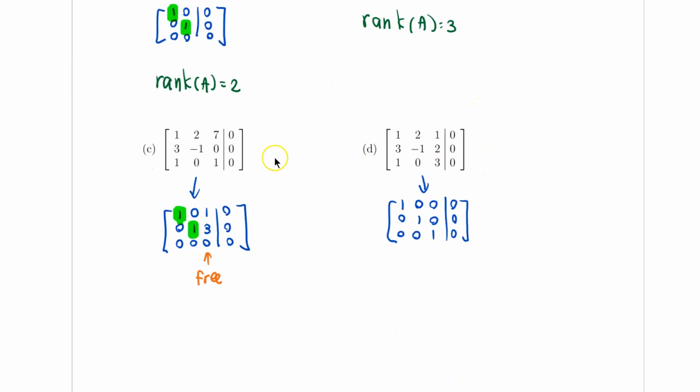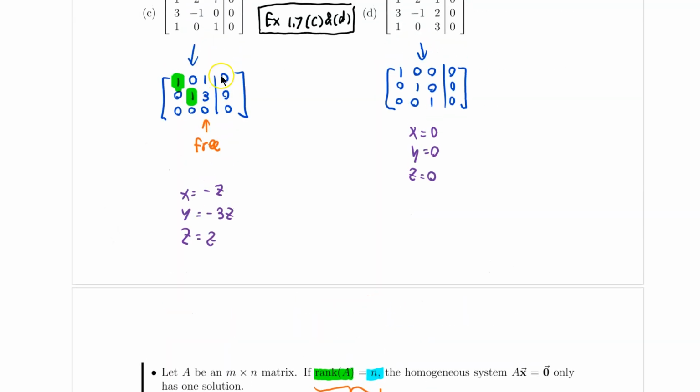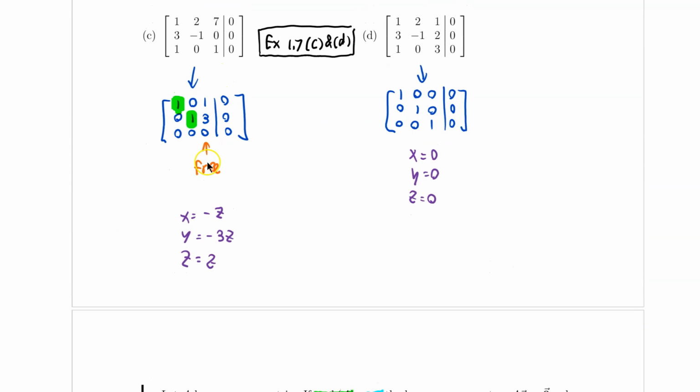On the other hand, if I look at part C, I see that the rank of this one is actually 2, whereas the value of n, the number of variables, the number of columns that we have, is 3. This is not the same. So there's going to be some other solution besides 0. And that's kind of what we see in the previous example here. Because there are some free variables, there are going to be some solutions other than the all-0 vector.